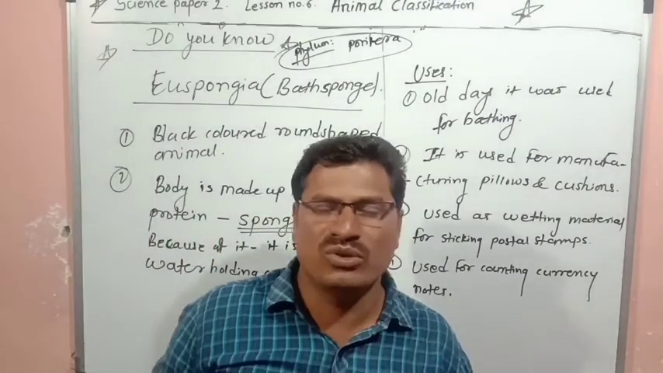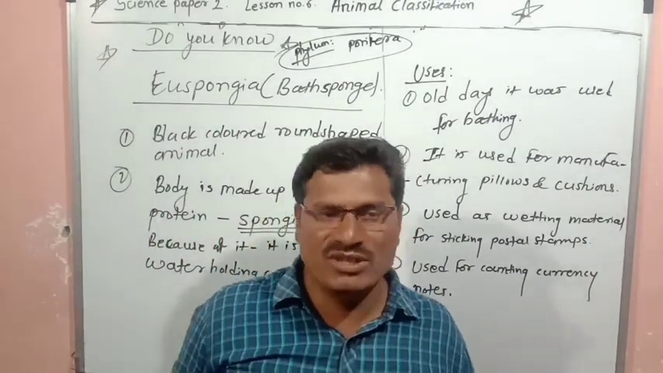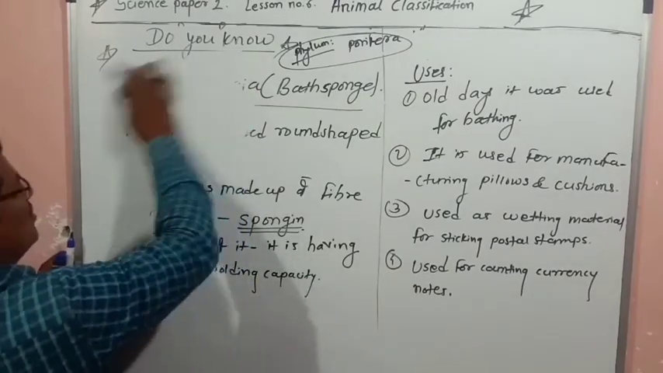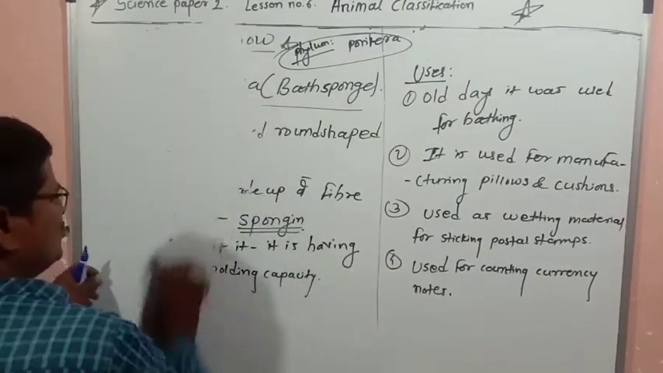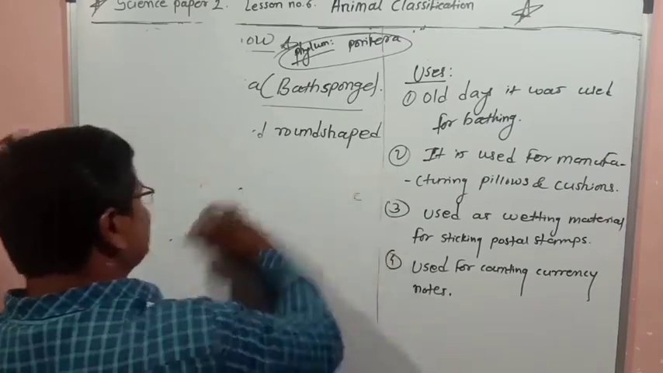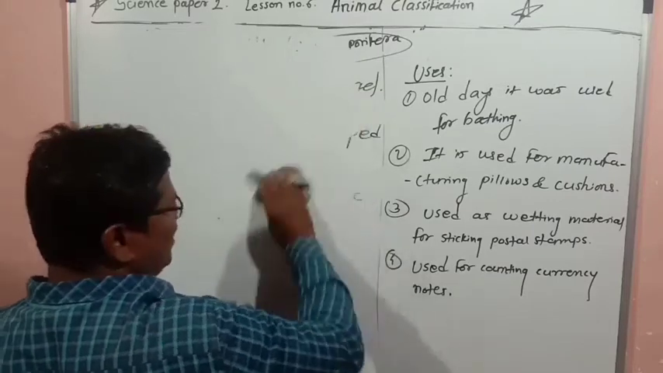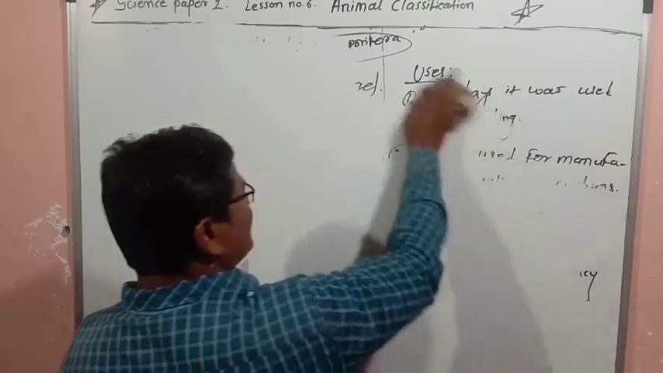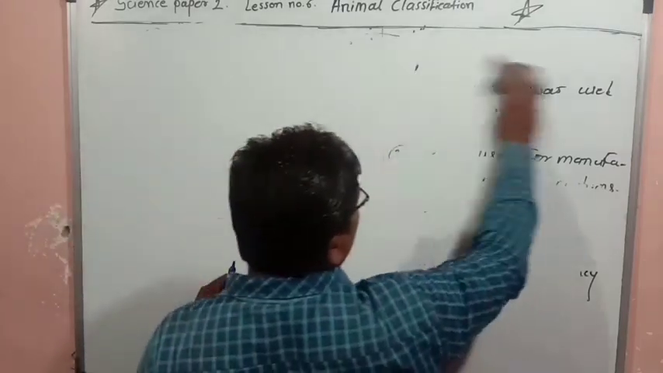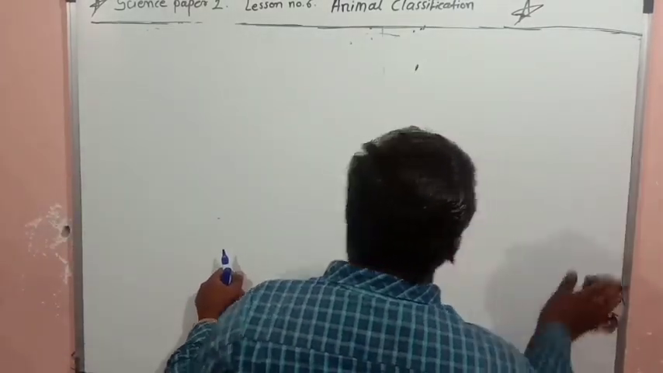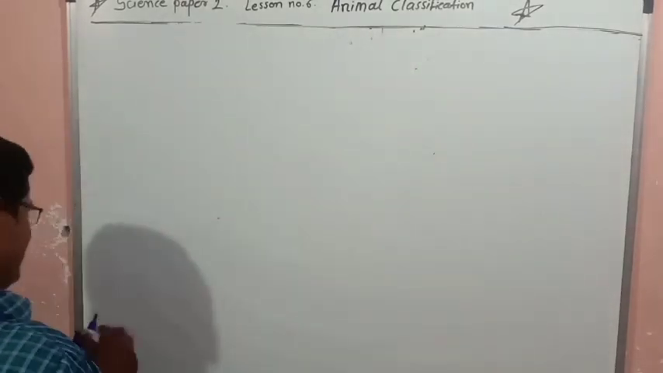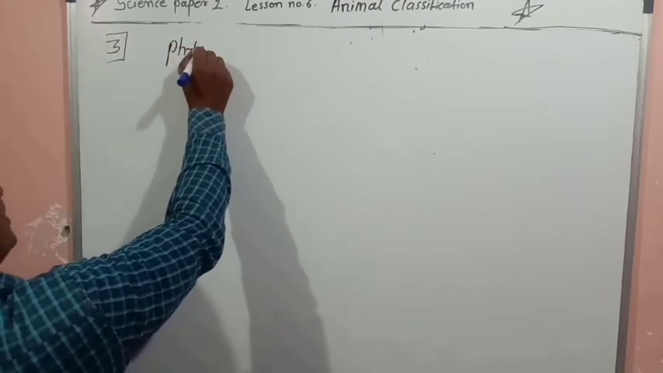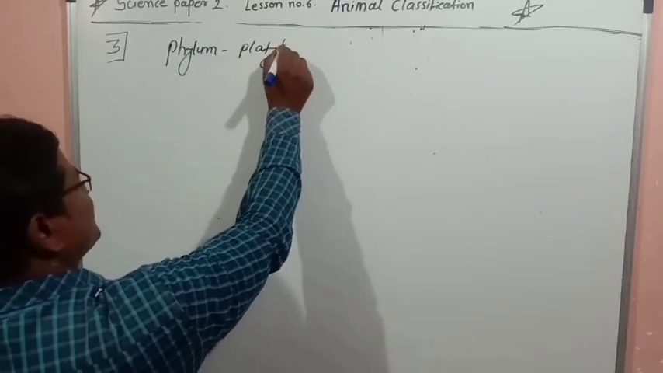Next we are going to study the third phylum, Platyhelminthes. We will see the characteristics of the phylum Platyhelminthes: why they are called flatworms, where they live, and what their examples are. These points we are going to discuss.